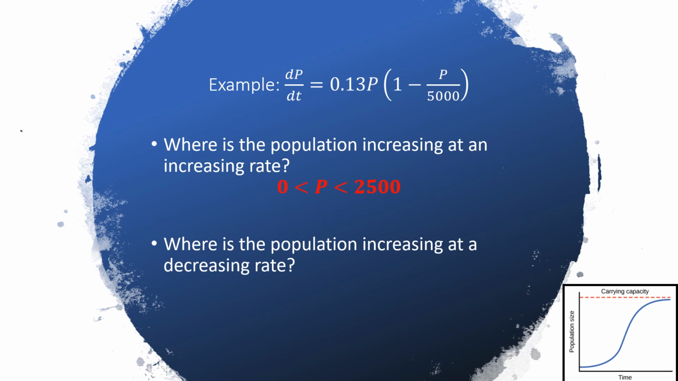And then increasing at a decreasing rate would be increasing but concave down. So that would happen at 2,500 all the way to my carrying capacity of 5,000.